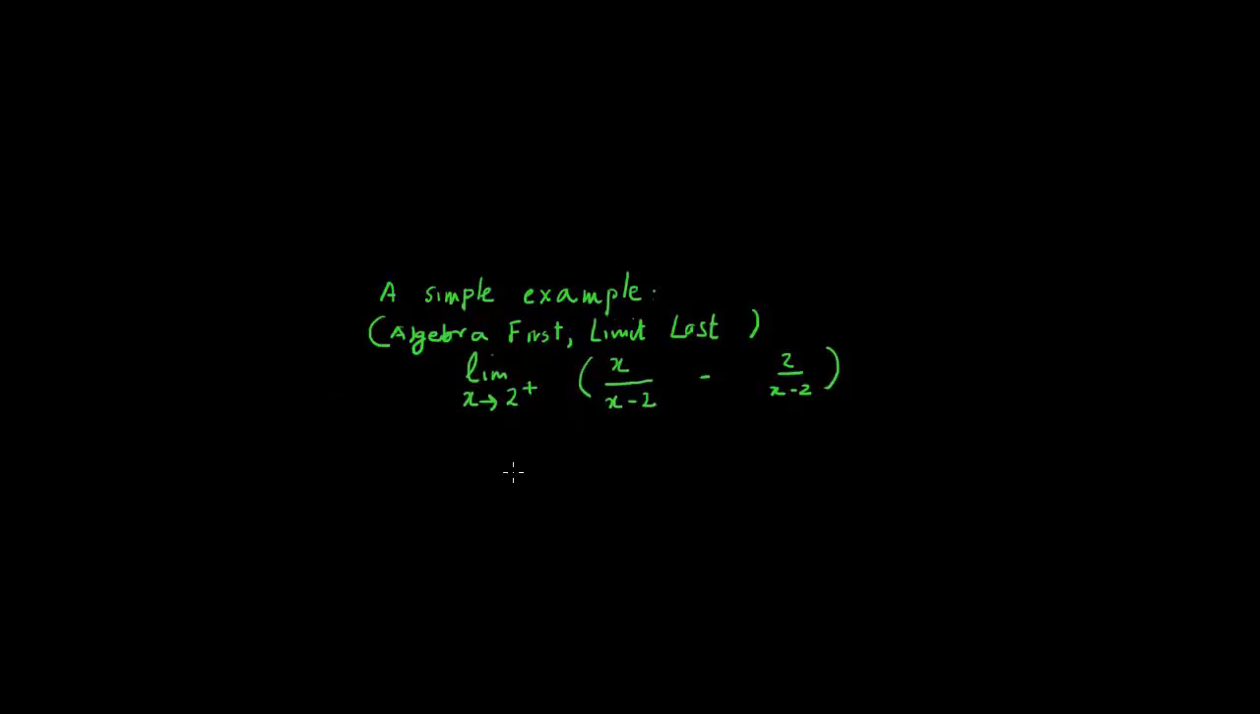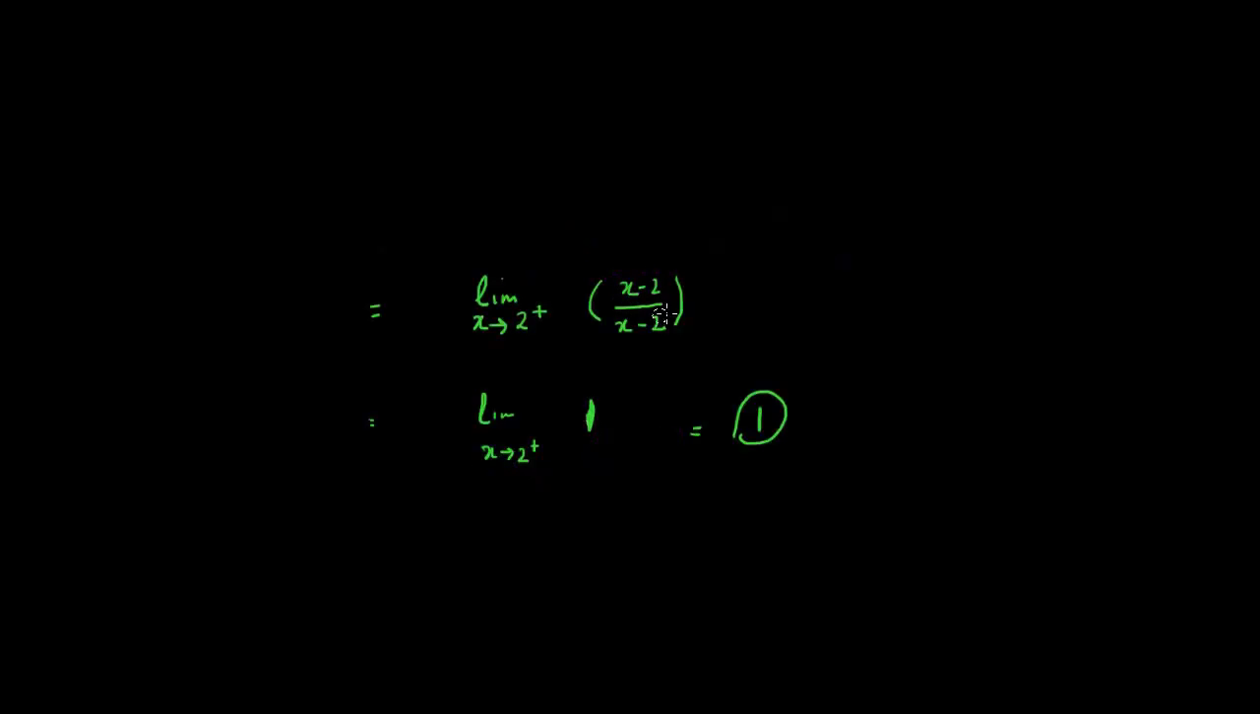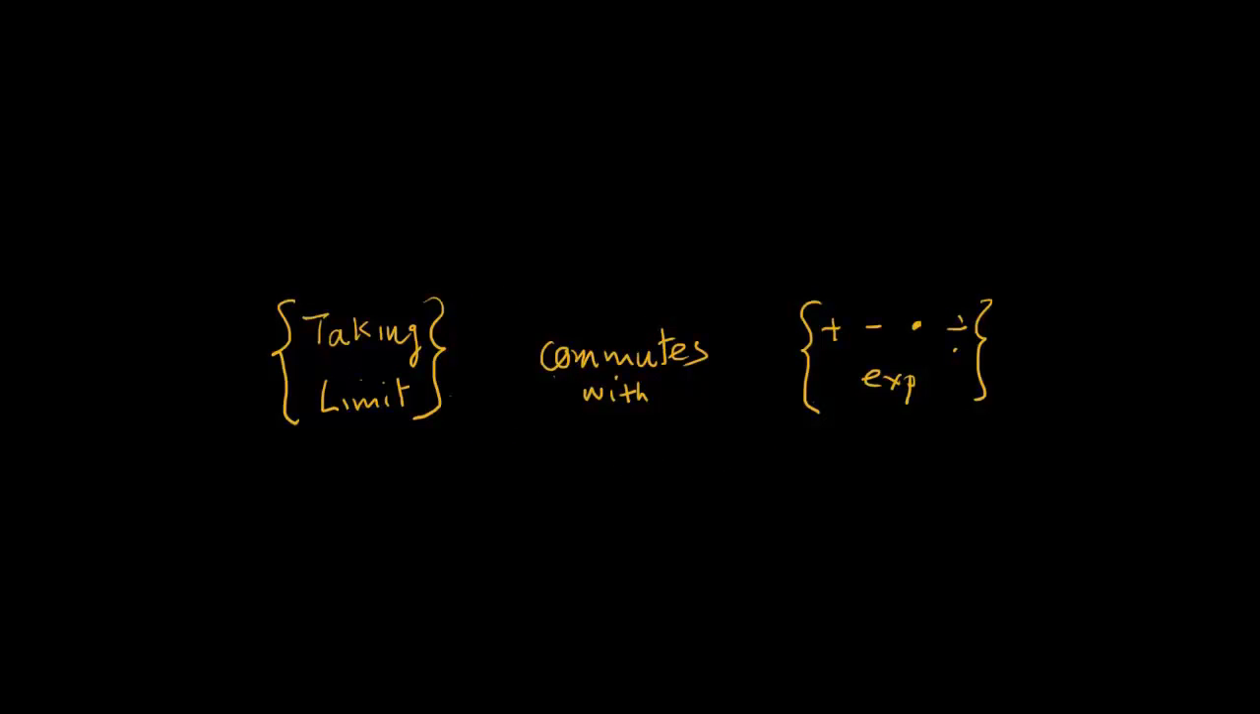Now let's take a look at this example when we do the algebra first and take the limits last. We have the same problem here. We are not taking the limit yet, but we are doing the algebra inside first. So we're combining these terms. x minus 2 divided by x minus 2, they have the same denominator. The algebra inside reveals that this is just 1, and the limiting value of a constant is always whatever that constant is.